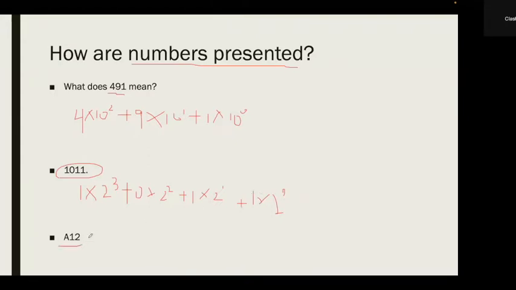Let's take a look at this hexadecimal number. It's the same thing, but to the power of 16. Sorry, this is the power of 2. I didn't mean power of 3.